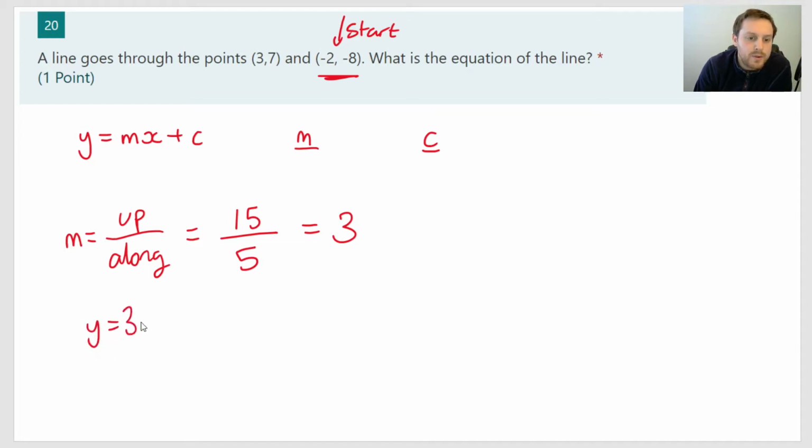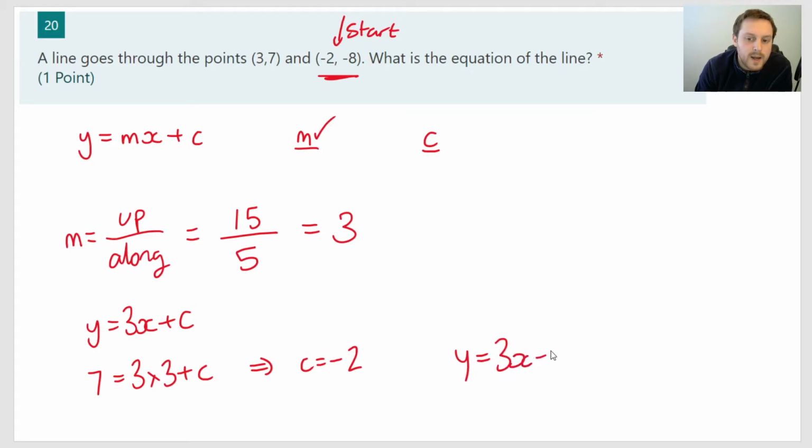So y equals 3x plus c. So we've done m. Let's figure out c. Let's do 3, 7. So 7 is 3 times 3 add c. So c is minus 2. So y equals 3x minus 2. We'll check the other one just to make sure it works. 3 times minus 2 is minus 6. Take away 2 is minus 8, so it works.